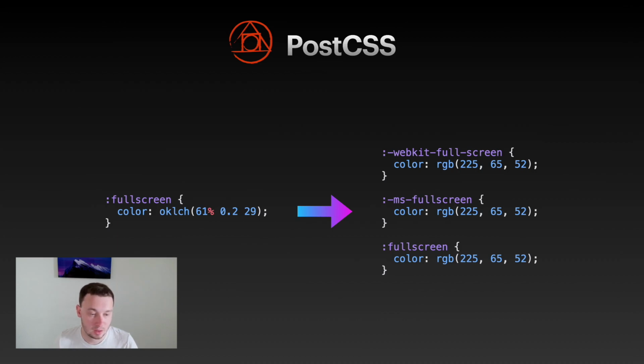Like Babel, PostCSS transformed modern CSS features to work in current browsers, along with CSS modules, which was a way of scoping CSS to avoid conflicts between files, and custom plugins like mixins as well.